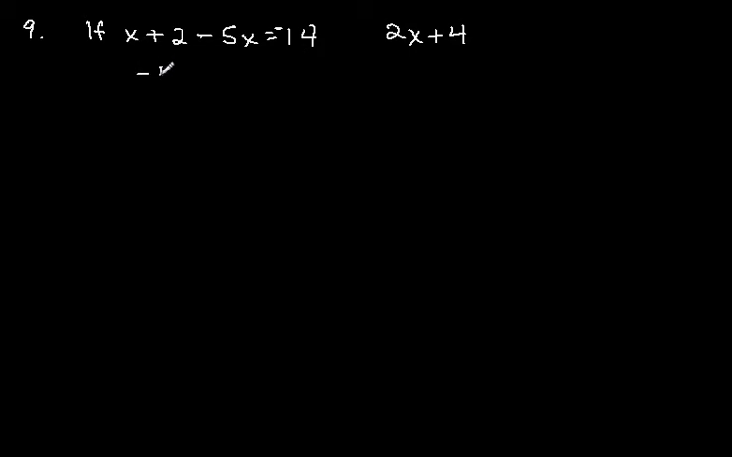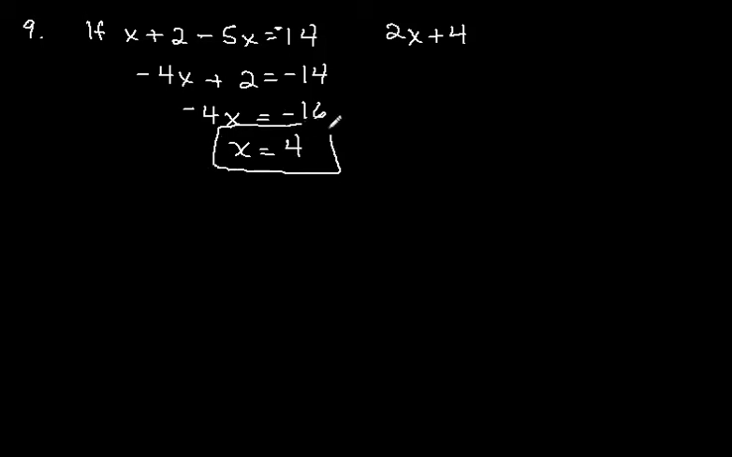So we get negative 4x plus 2 equals negative 14, negative 4x equals negative 16, x equals 4. Then you take that value and you put it in here for your x. So you get 2 times 4 plus 4, so you get 8 plus 4 is 12. I think most of you got that one right.